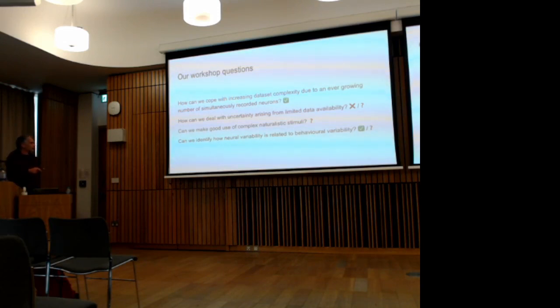Can we make good use of naturalistic stimuli or more generally naturalistic situations? Well, we're working on that a little bit. Maybe a 10, we don't know quite yet, but I think it's possible. Can we identify how neural variability is related to behavioral variability? Certainly it is related, but we don't have the full picture, so that's another question. I thought I'd try and tick those off. Thanks very much.